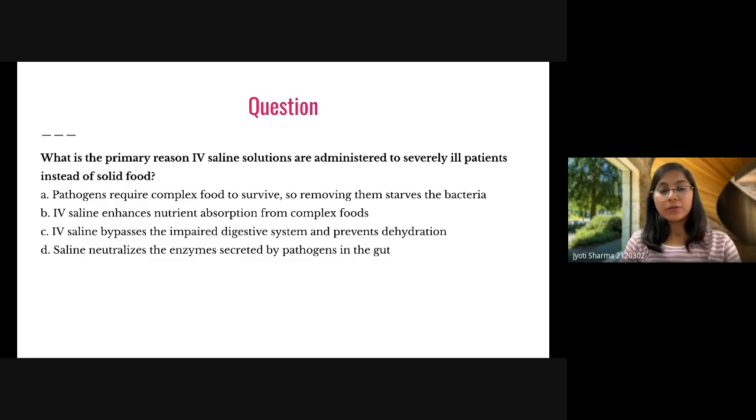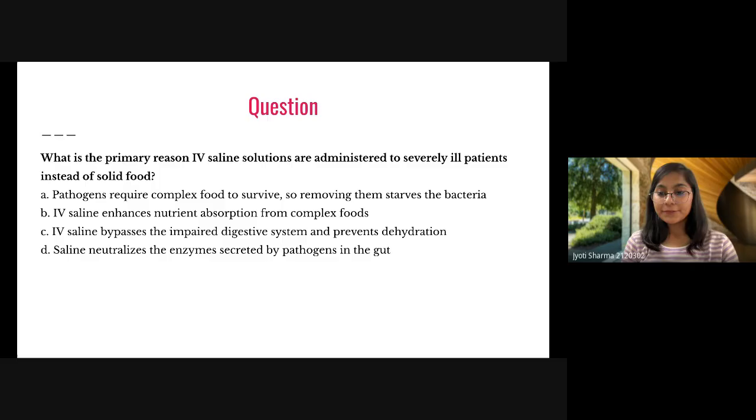Whenever we get ill, or we do have a fever or something else, then we go for the saline solution, directly using the syringe. So the question is, why do we need this saline solution? What is the need? Why can't we take solid food? Instead of solid food, we need the saline solution, but why?